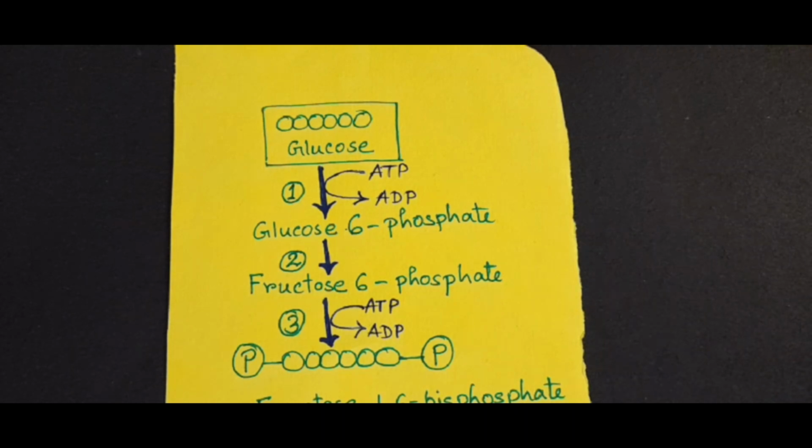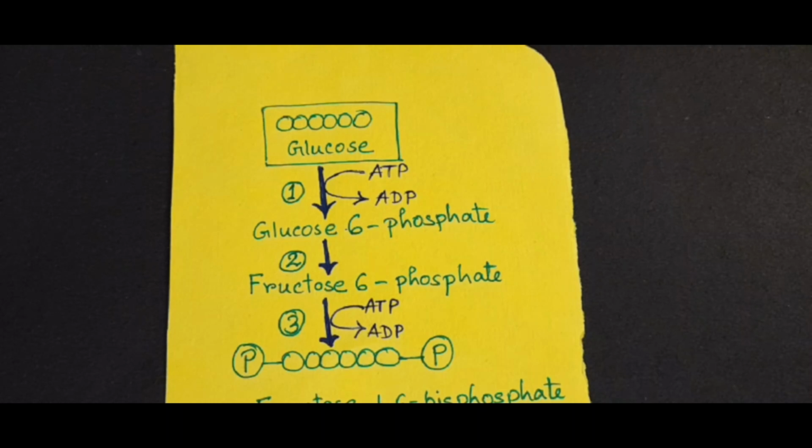This is an ancient metabolic pathway, meaning that it evolved long ago and it is found in the great majority of organisms alive today. Glycolysis is the first stage of respiration and it does not require oxygen.